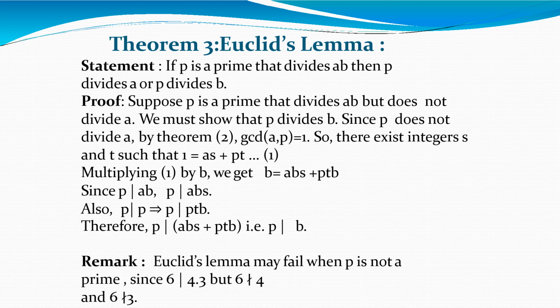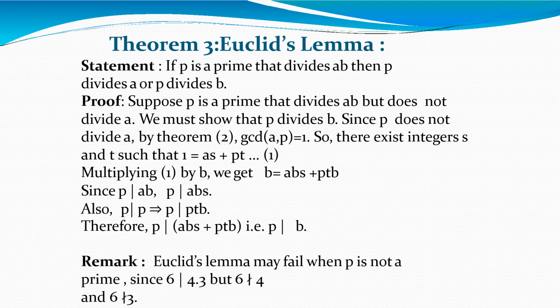Now see the actual statement of Euclid's lemma. If p is a prime that divides a into b, then p divides a or p divides b. So if p is any prime integer dividing the product of two integers a and b, then definitely p will either divide a or p will divide b. Now see what is the proof. The given part is p is prime dividing a multiplied by b, and we have to show that p divides a or p divides b.